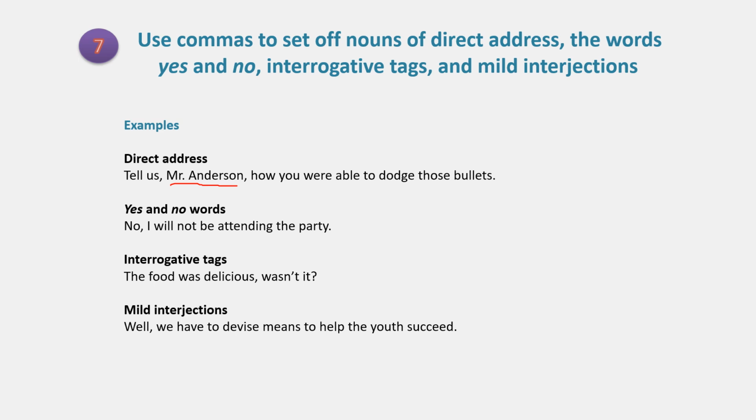So now interrogative tags. The food was delicious, wasn't it? So in interrogative tags, you put a comma before the question in the sentence. The mild interjections. Well, we have to devise means to help the youth succeed. So after the interjection, always put a comma. So let's go on to the next rule.